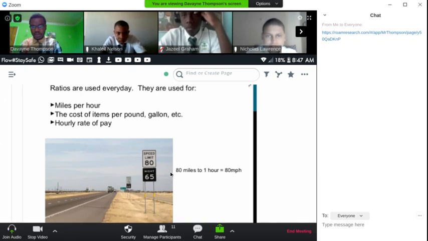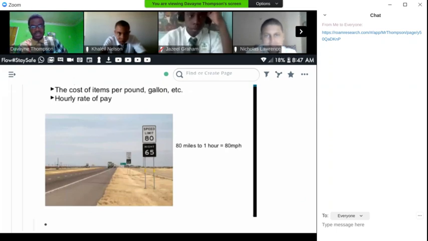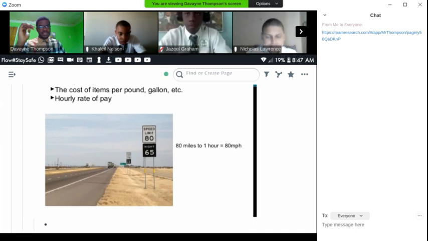So here's a diagram that shows an exact ratio. You see the speed limit, guys? It says speed limit is 80, right? And at night it is 65. So based on 80, there's a new speed limit, and that's a ratio, right? Same as you said, 80 miles per hour. That's a ratio of 80 miles to an hour. Everybody understand?